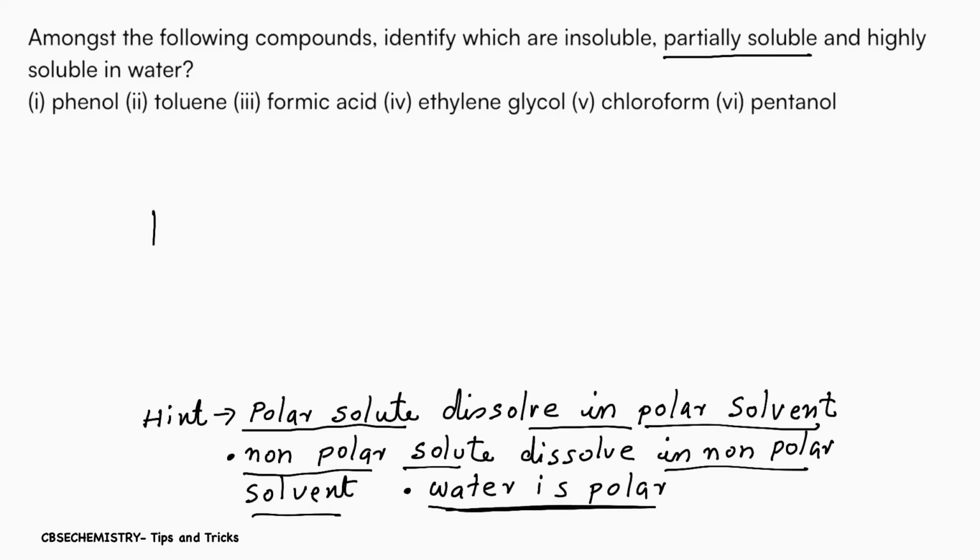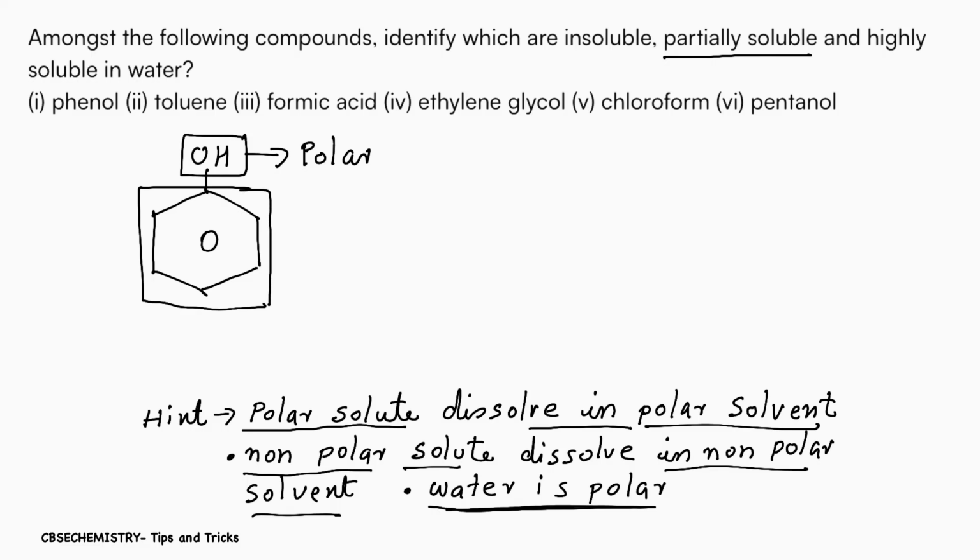First one is phenol. If you check the structure of phenol, you can see an OH group which is highly polar, which means it loves water, it loves to dissolve in water. At the same time, it has an aromatic part, benzene ring, which is non-polar, which hates water. So both parties are present. Due to the polar part, it loves to dissolve in water. Due to the non-polar part, it hates water. Correct? So definitely what will be the type? It should be partially soluble. You can say phenol is partially soluble in water.